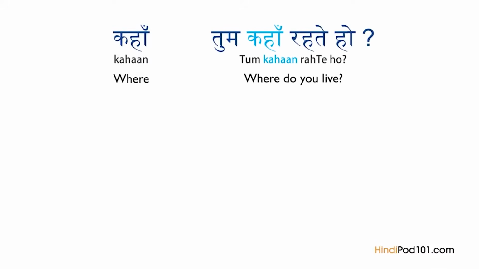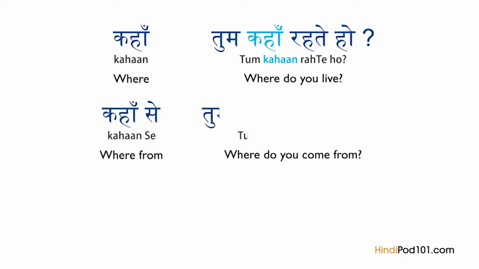People sometimes also use the word kidhar instead of kahan. Both these words can be used to ask the question where or in which direction. For example, we could also say tum kidhar ho to ask where are you. Before ending this lesson, let's look back at all the ways to translate where in Hindi. Kahan is the basic where, as in where do you live? Tum kahan rehte ho? Kahan se is insisting on the origin or starting point, as in where do you come from? Tum kahan se aaye ho?